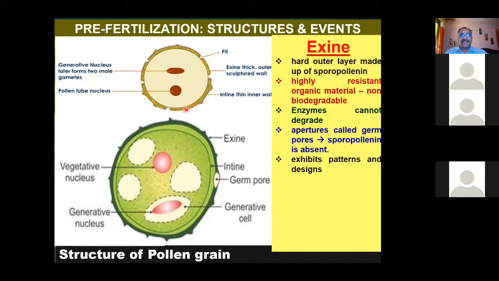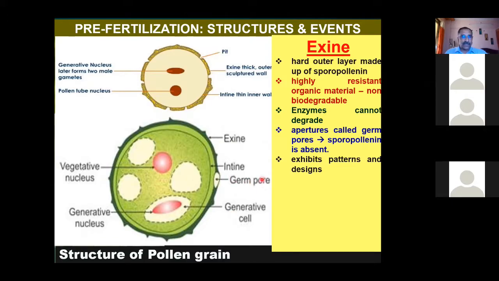This pit is the place where the exine, that sporopollenin, is absent. The thickness is not there. It is not so hard. That means this is like a door, because here exine material is not there. So a pit you see over here, and this pit we call a germ pore.